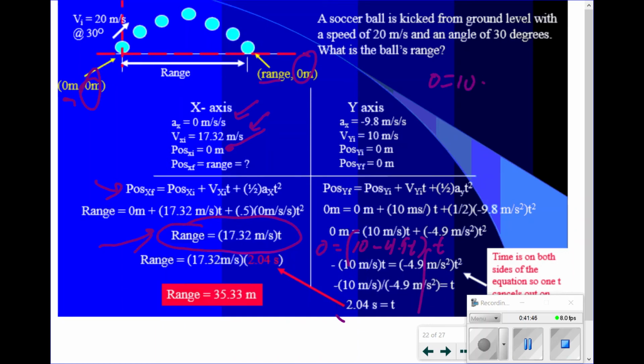0 equals 10 minus 4.9t. So I could solve for t and come up with 2.04. But my other equation is 0 equals t, and that is useless to us. Yes, t equals 0, I had no height. So I'm not interested in that one.